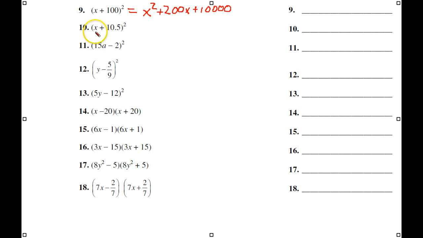All right, this one's a little tricky because of the decimal here, but we're squaring the first. That'll give us x squared. We're going to multiply these together. That gives us a 10.5x. Double it. That's going to give us a positive 21x. And now we're going to square this next one. And that will be 110.25.